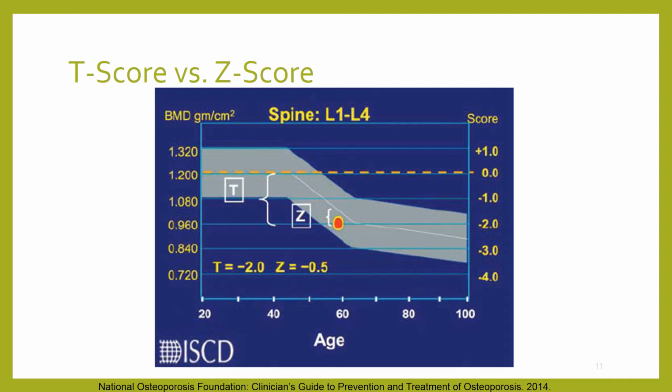Her Z-score is only negative 0.5, or 0.5 standard deviations below the average patient population for her age, ethnicity, and sex. You can see that it's not very far away from the white line, which depicts the normal bone mineral density for someone of her matched score. On the other hand, her T-score is negative 2, and this is because compared to a normal, healthy population, she is 2 standard deviations lower than this population when it comes to bone mineral density.